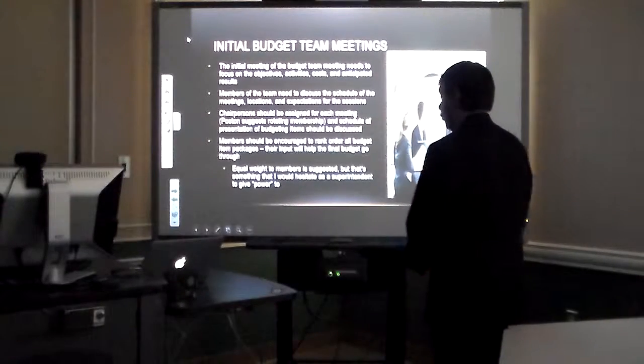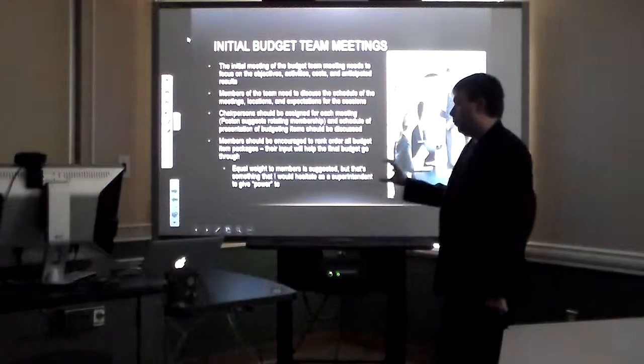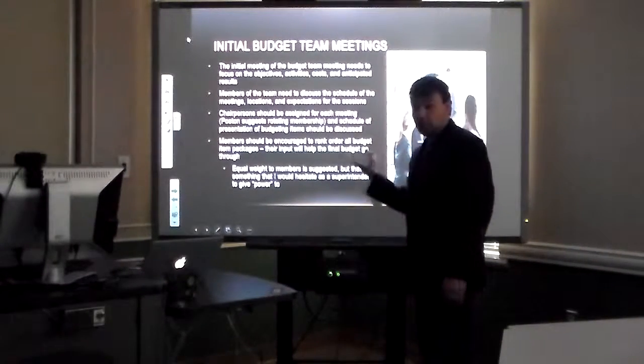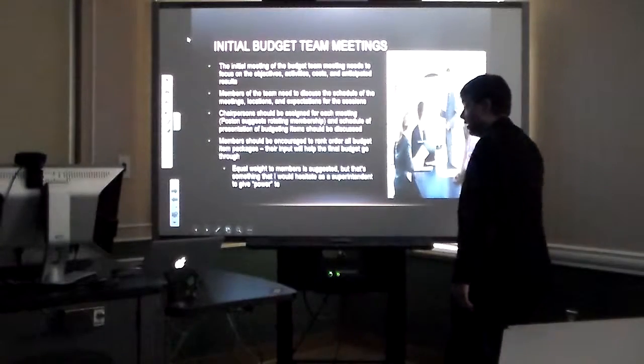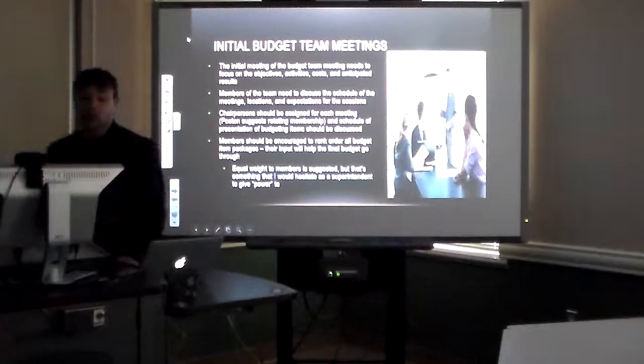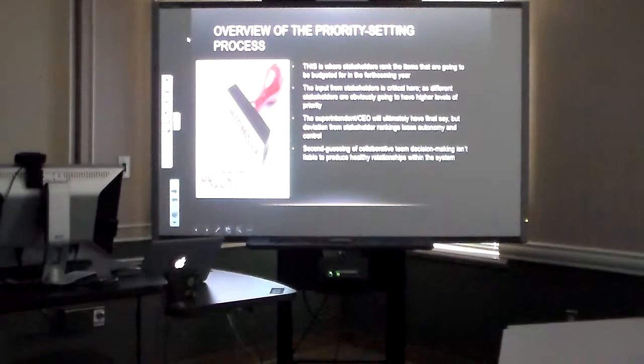Members should rank order all budget items. The input helps the final budget go through. You should give equal weight to members, but I would hesitate as a superintendent to give power to different people. They suggest equal weight. I don't necessarily know if it's something I would do. I think that's really up to your discretion.